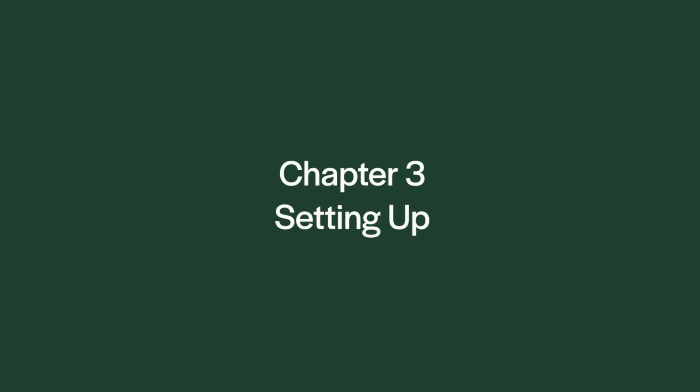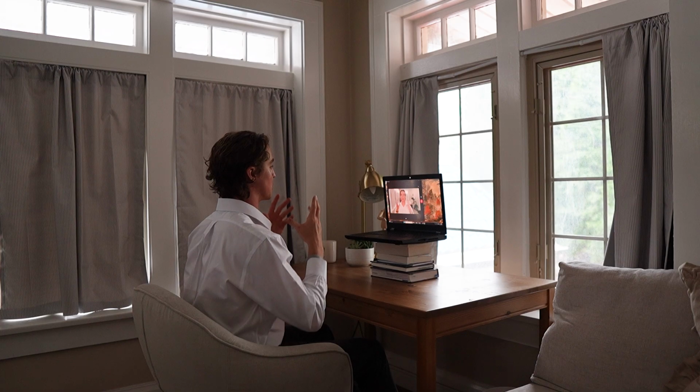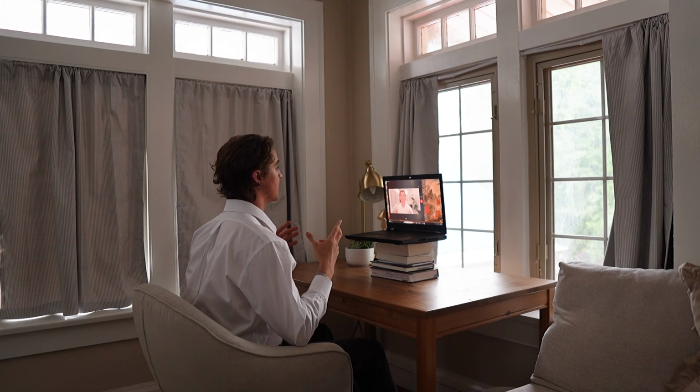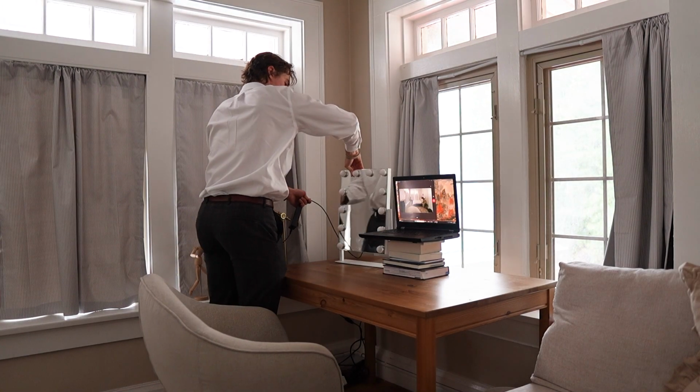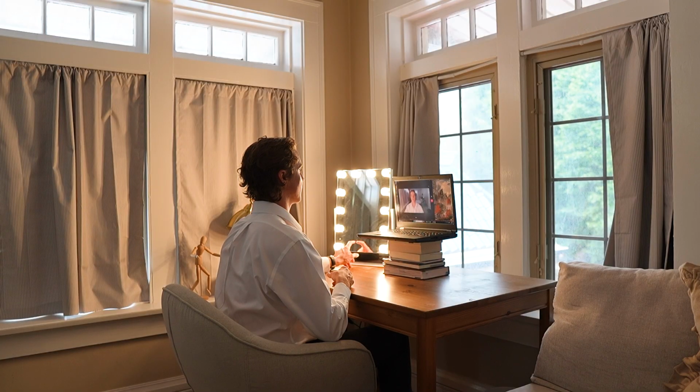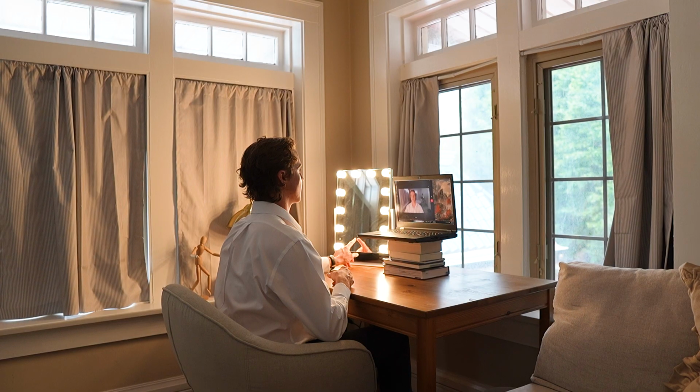Chapter 3, Setting Up. Let's run you through how to set up your room. Part 1, Lighting. First, if there's natural light coming through a window, you will want to set up directly in front of that. If you don't have a window or natural light in front of you, you will want to use your own lighting, such as a zoom light. We have several recommendations in our setup guide on our website, and it's best to avoid warm lights in front of your face if at all possible.